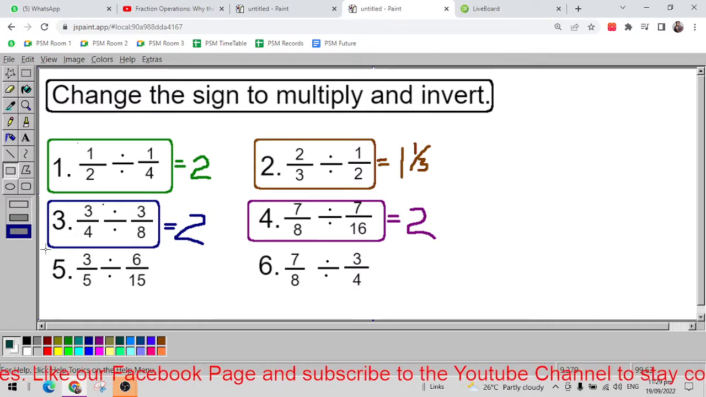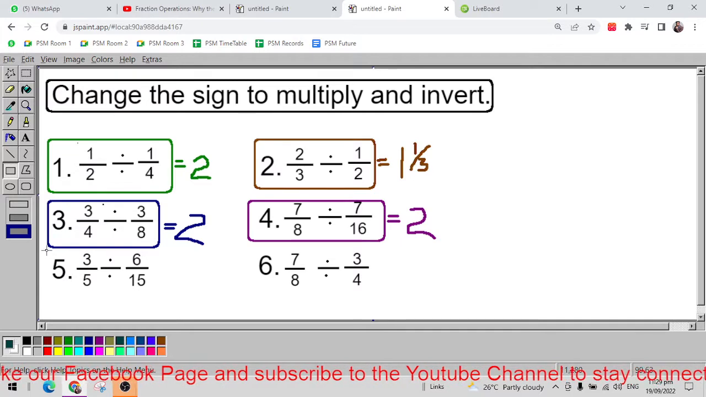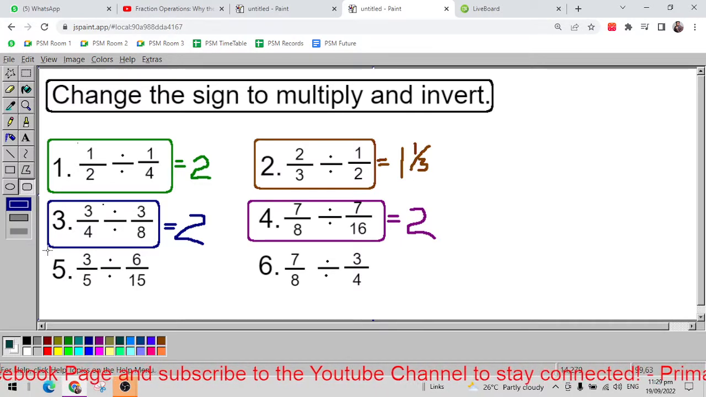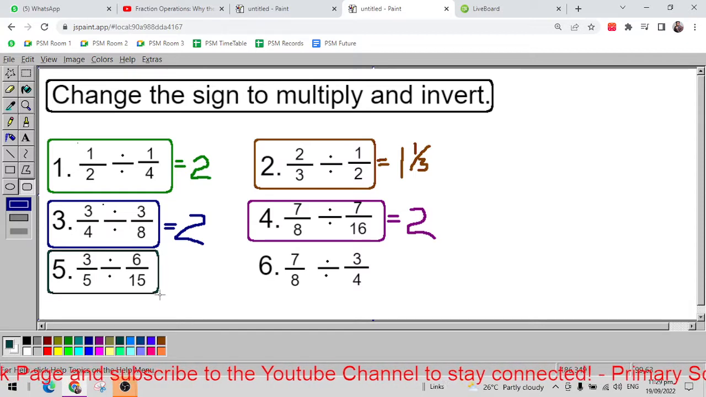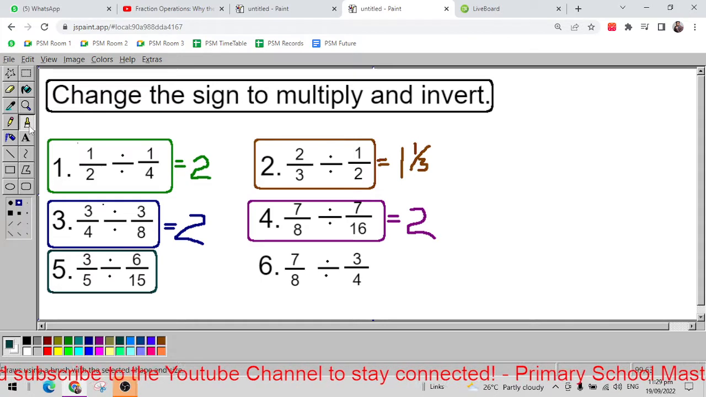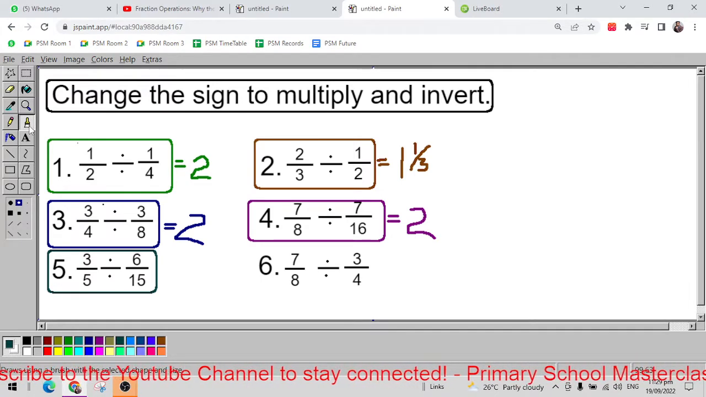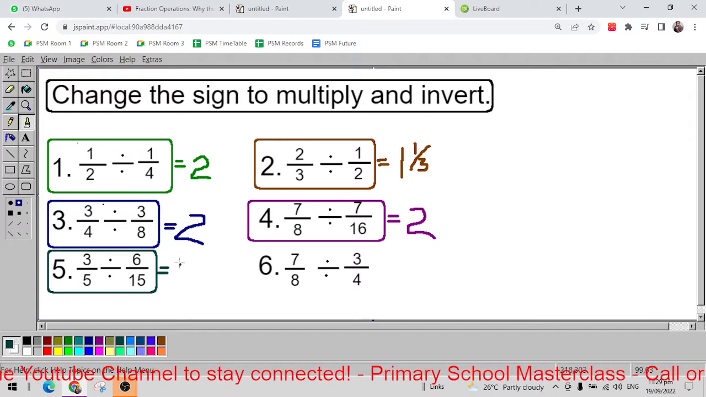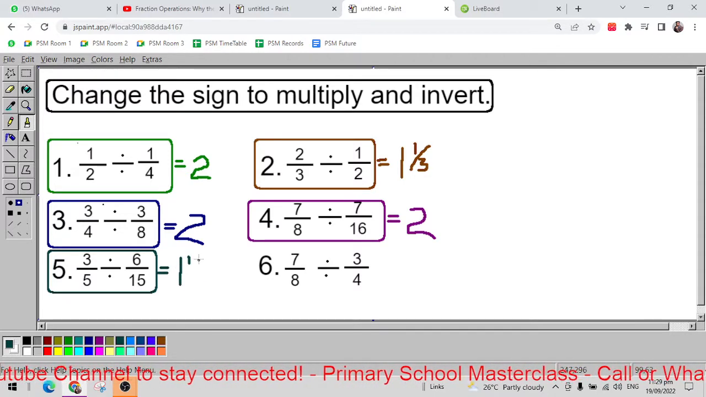So I hope that at this point in the video, it's pretty easy now, right? Just takes a little practice, but the more practice you get, the easier it's going to be, especially if you're doing a test. So the answer for number 5 is going to be 1 1/2.